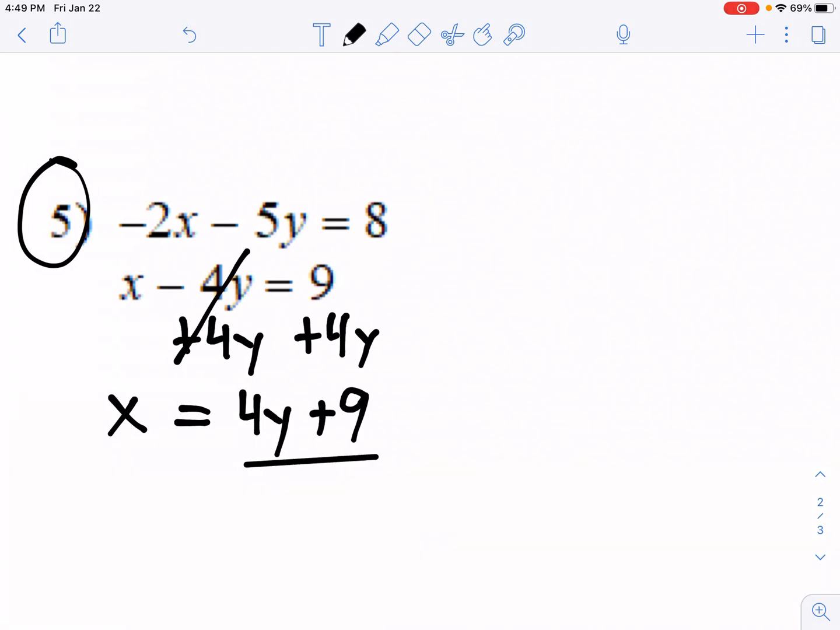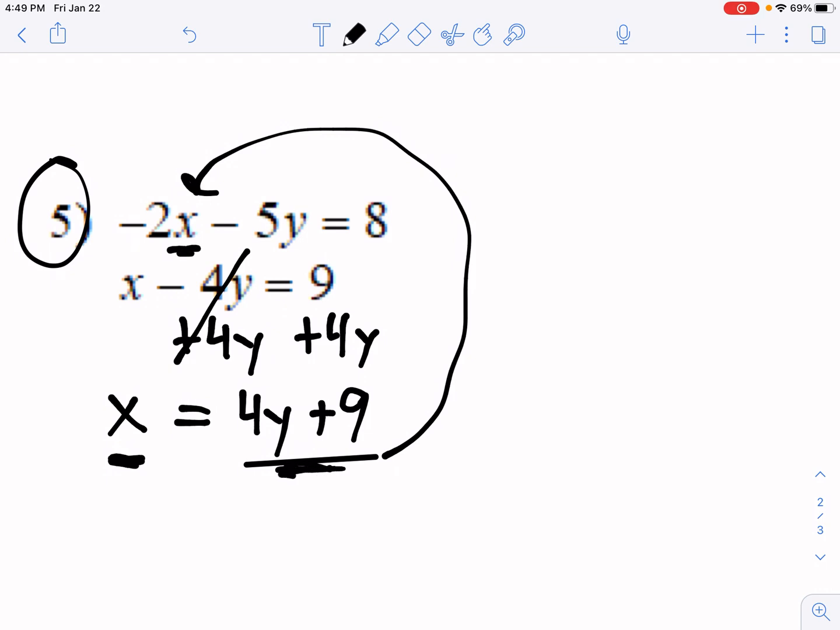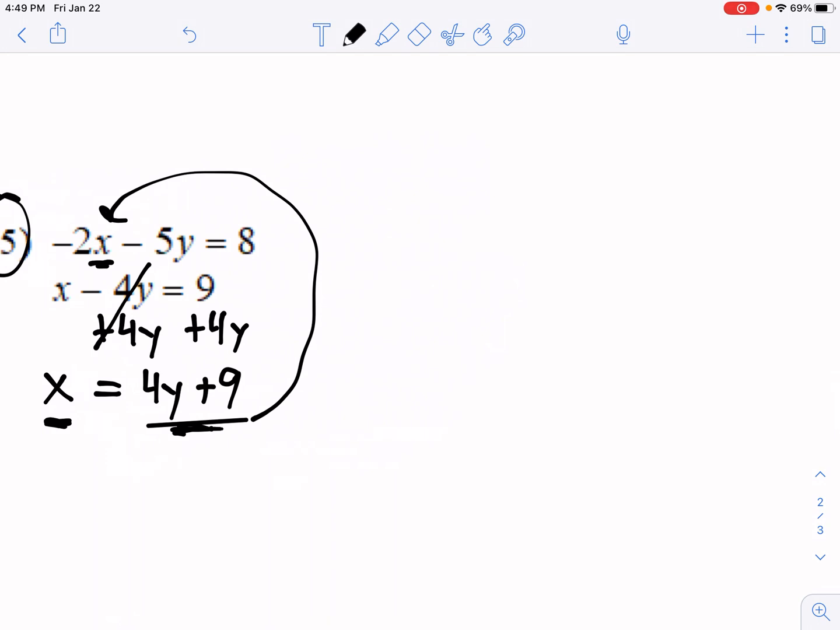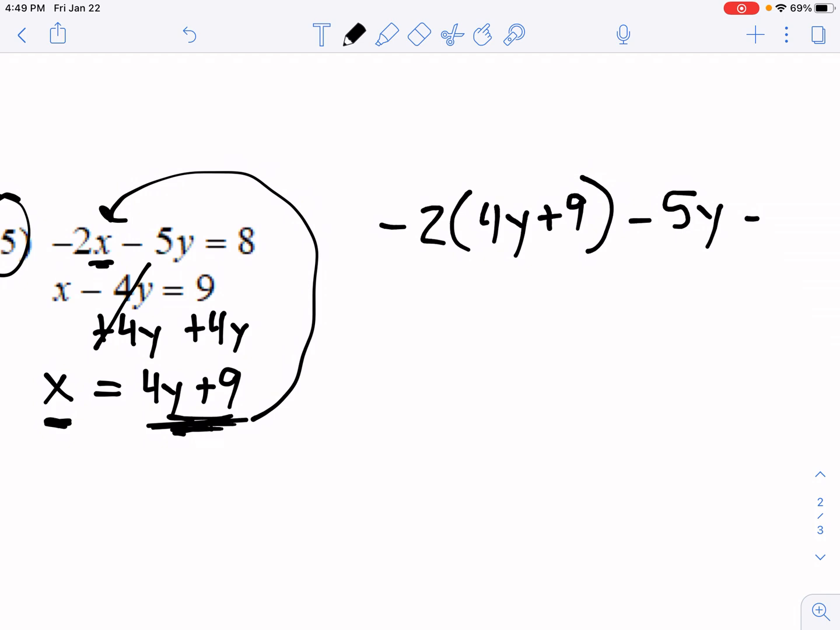Now that we have x by itself, we're going to take the expression that we found here and substitute it into the x of the second equation. Notice we solved for x, so we're going to plug this into x of the second equation. So plugging that in, we'd have a -2 times our new x, which we found to be 4y plus 9, minus 5y equals 8. So that's the idea with substitution.